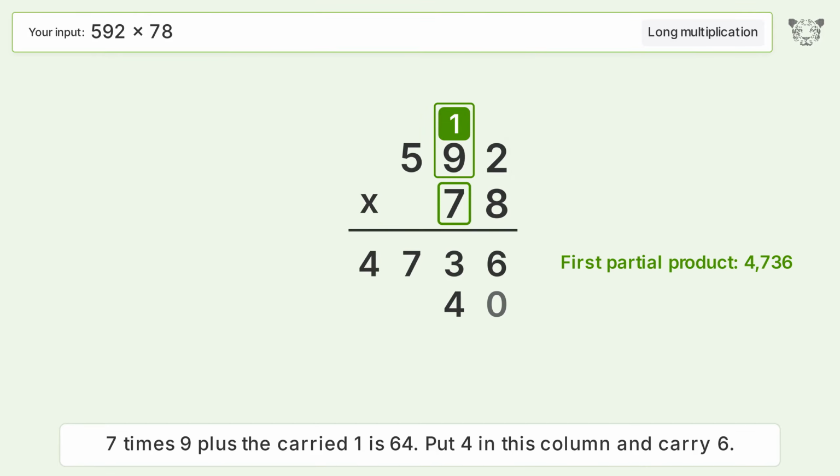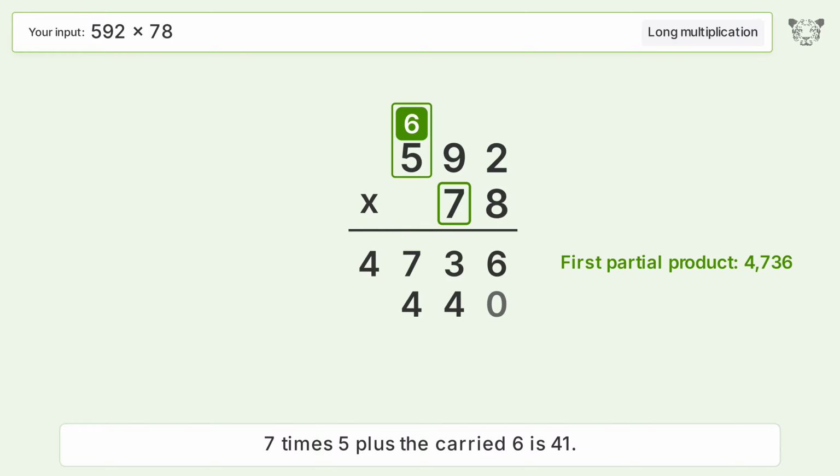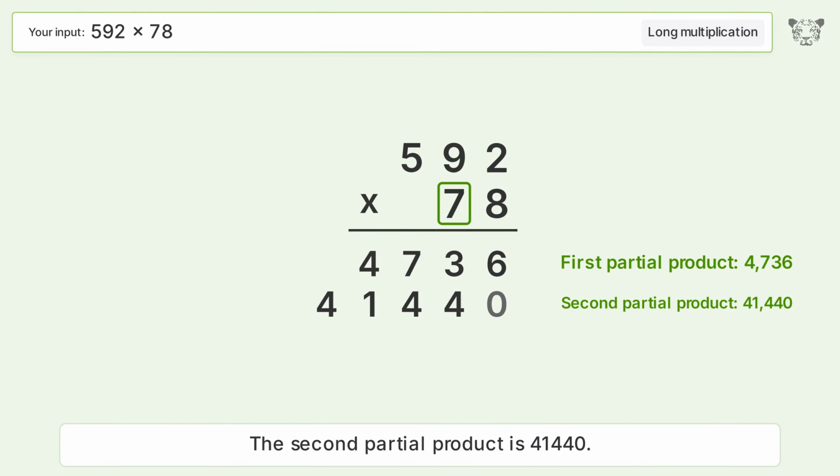7 times 9 plus the carried 1 is 64. Put 4 in this column and carry 6. 7 times 5 plus the carried 6 is 41. The second partial product is 41,440.